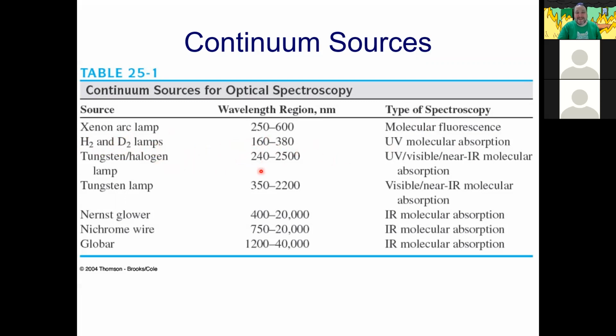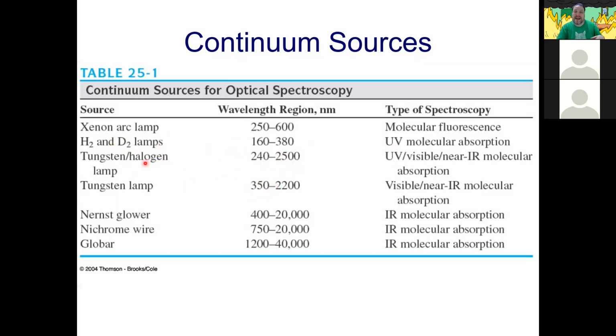The standard tungsten halogen lamp is going to give you wavelengths from 240 all the way down to the infrared. So you're going from UV to IR. It's a great source because it's giving you such a broad range of wavelengths to choose from, and it's really cheap. Right? A regular tungsten lamp is not going to burn as hot.